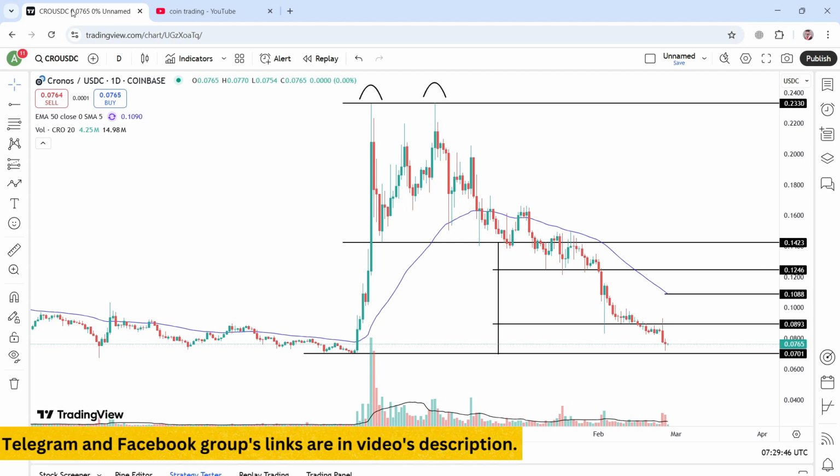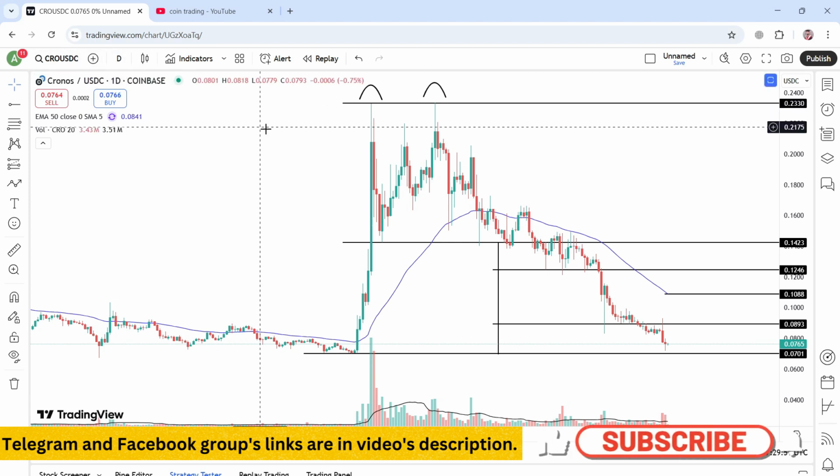So let's begin the technical analysis. I have opened the chart of CRO against the USDC on 1 day time frame.